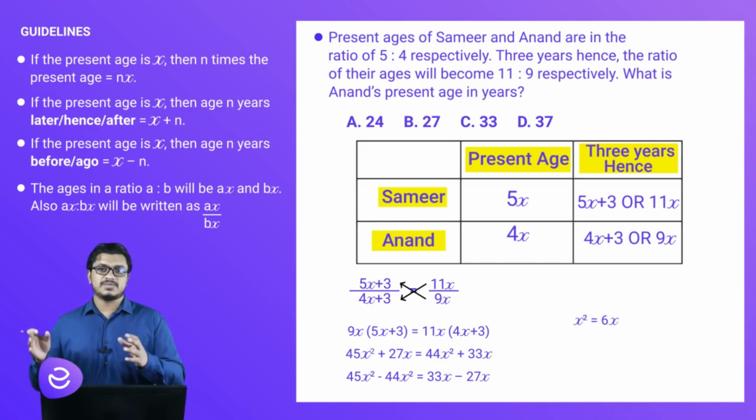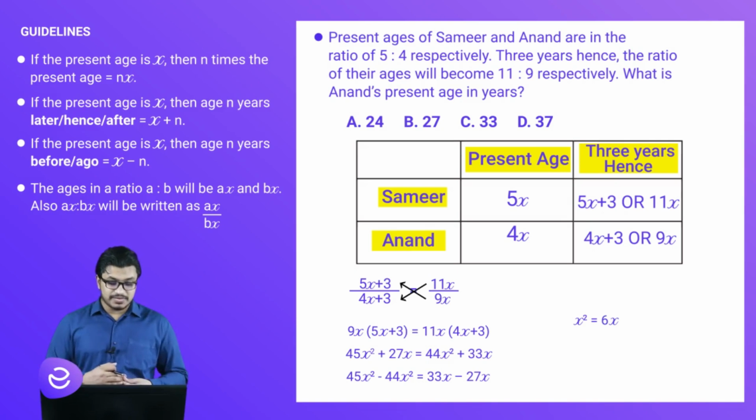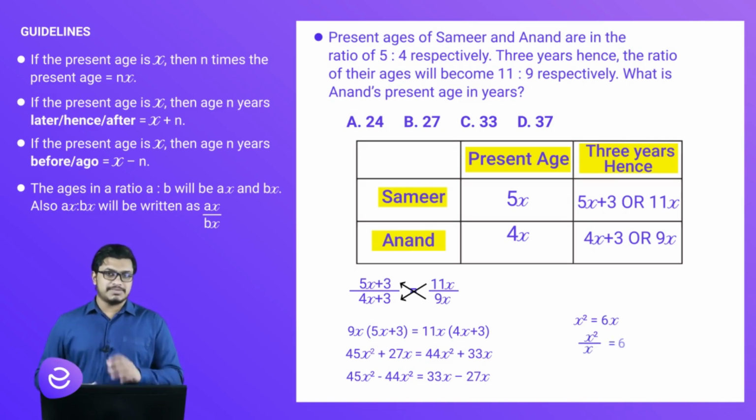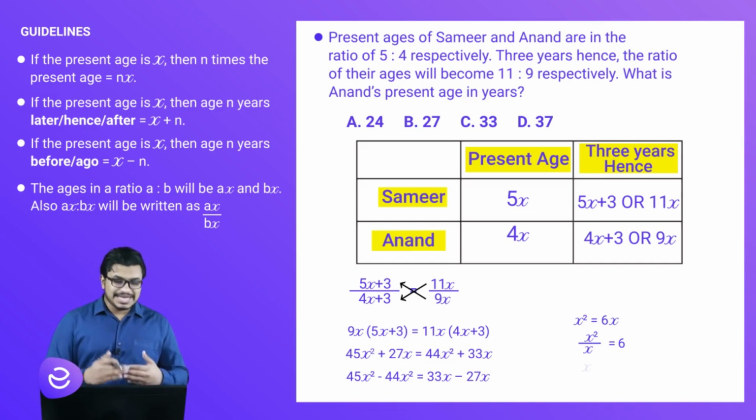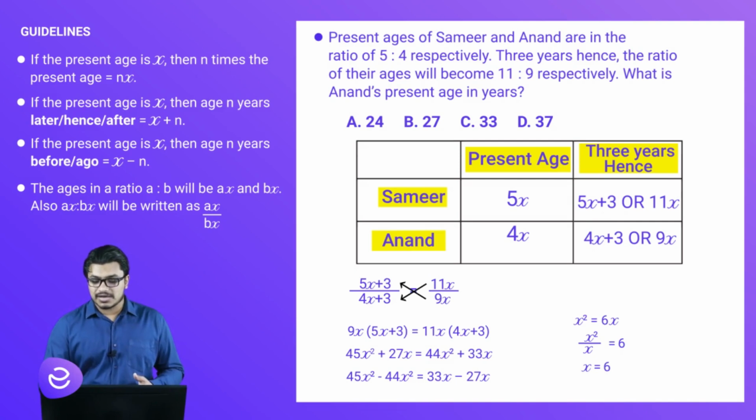Now the x from the 6x we will take to the other side, so we will get x square divided by x. X square divided by x is nothing but x itself. So we will get x equals 6. So we got the answer of x.